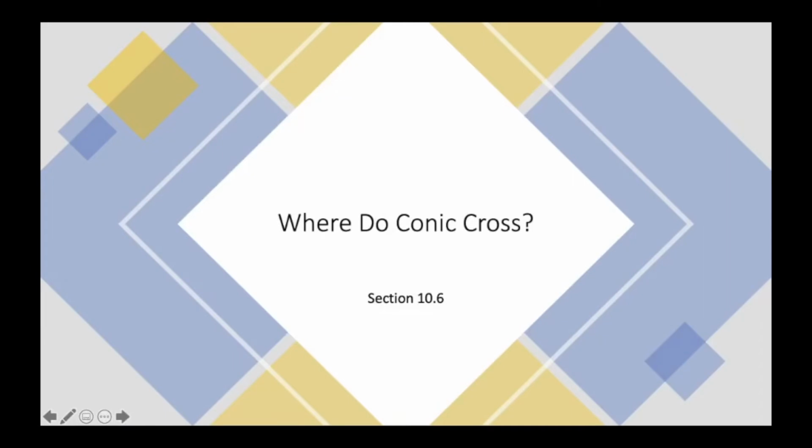Hello, today we're going to talk about where conic sections cross. You're going to use what you know about conic sections and what you know about solving systems of equations to find out how they might intersect with each other. This is section 10.6. Let's get started.